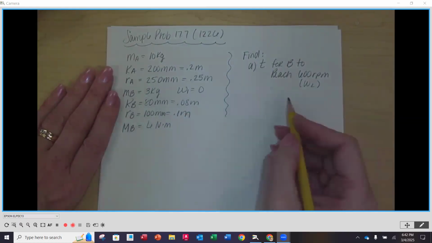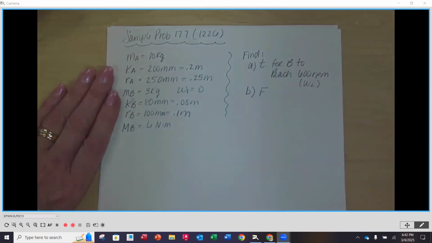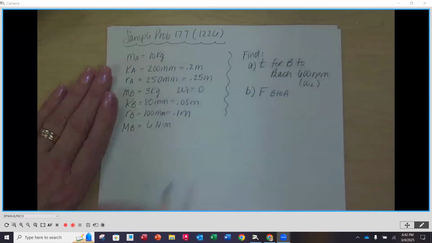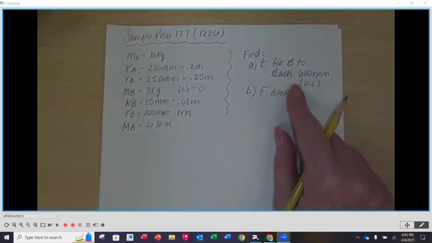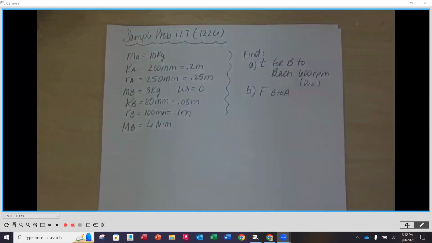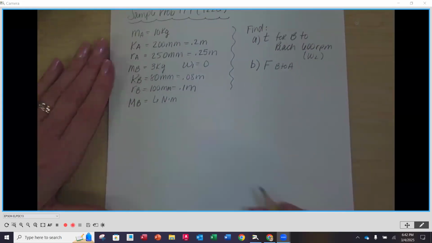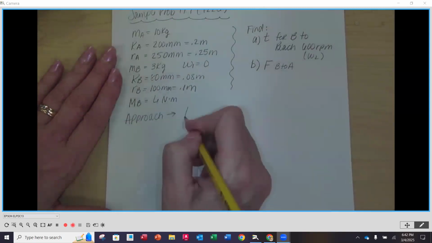Okay. And then what we want to find is the force that is exerted by B on A. And so those two things. When we did it the first time in 17.2, we didn't look for the time to get to 600 RPM. We looked for how many rotations to get to 600 RPMs, which makes it easier to figure out the time as well. All right, so our approach this time, as I said, is going to be the impulse momentum.